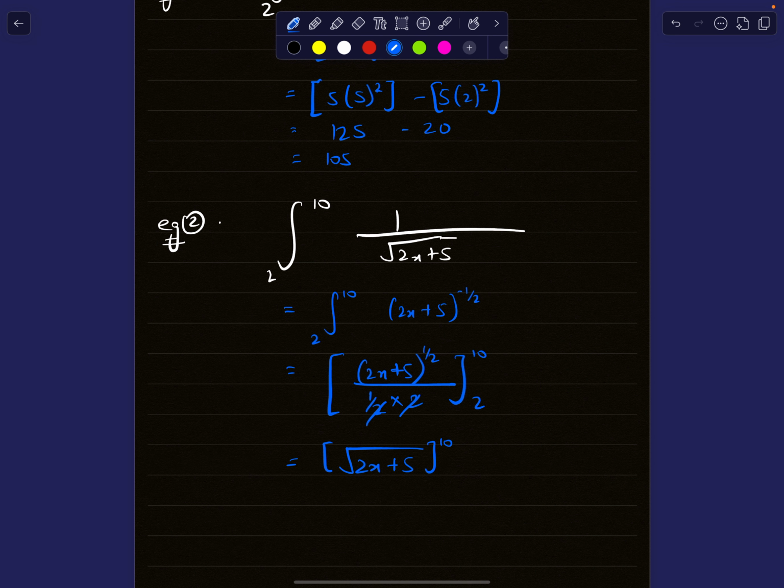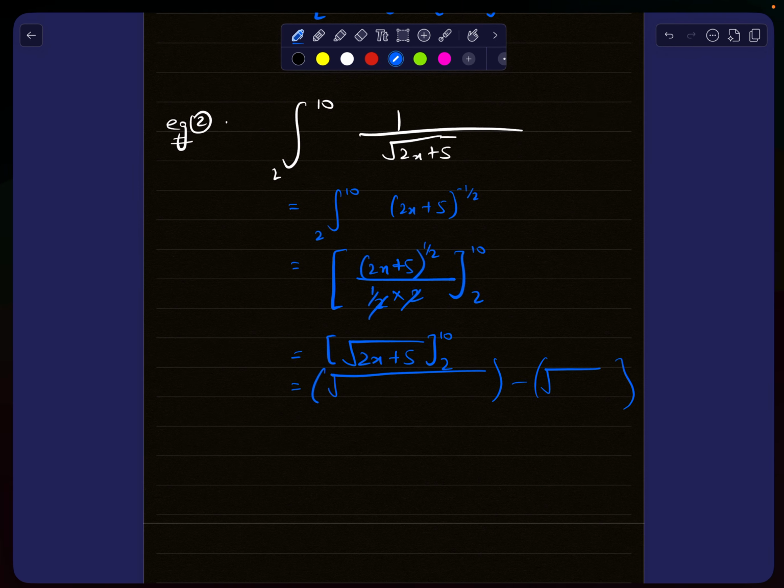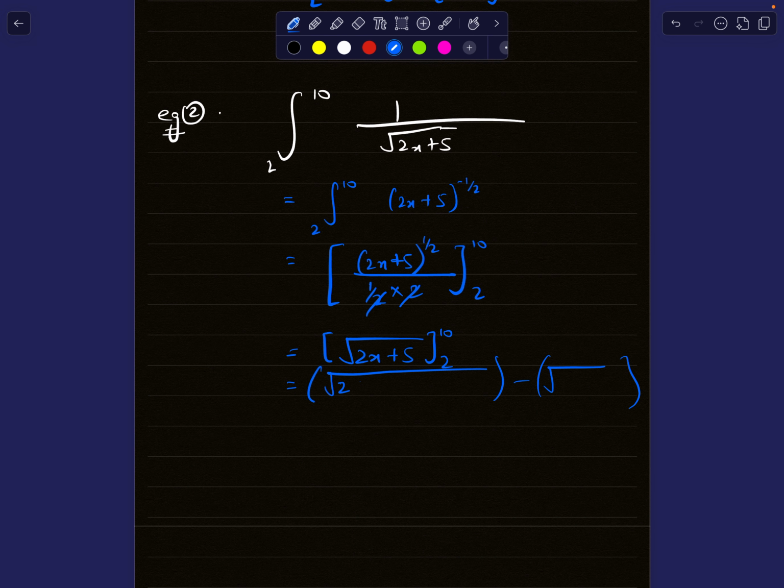The limits are 10 and 2. So first of all, substitute the upper limit and then substitute the lower limit. So we have square root of 25 minus the square root of 9. 5 minus 3, and we end up to have a 2.